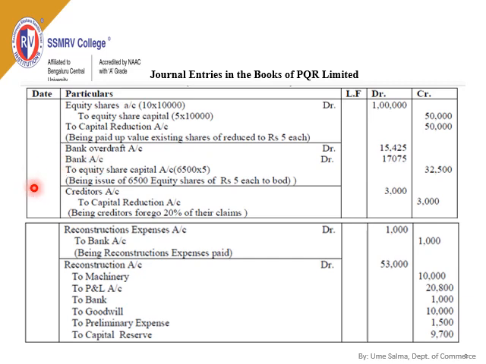Now let us move on to the third entry, that is nothing but the creditors forgo 20% of their claims. So directly we are showing creditors account debit for rupees 3,000, and then to capital reduction account 3,000. So this is the direct entry to be passed for the adjustment we are doing in the internal reconstruction of the company.